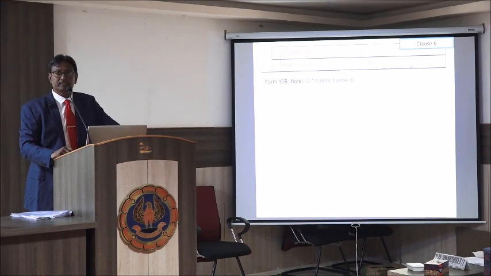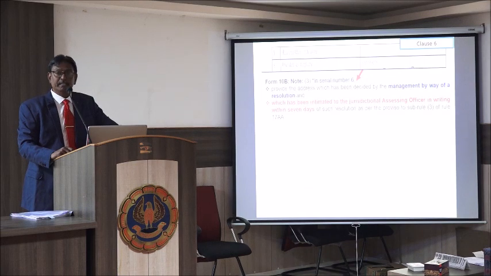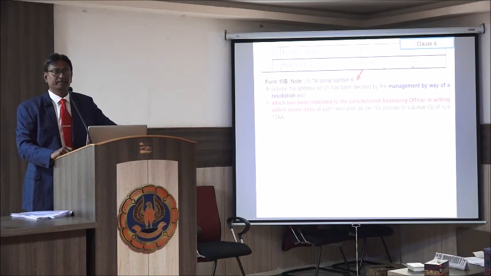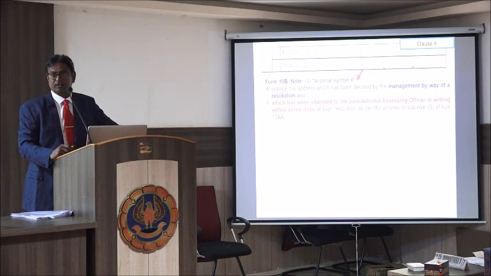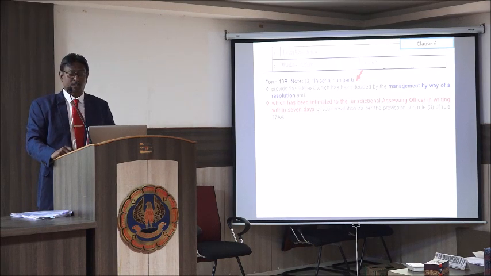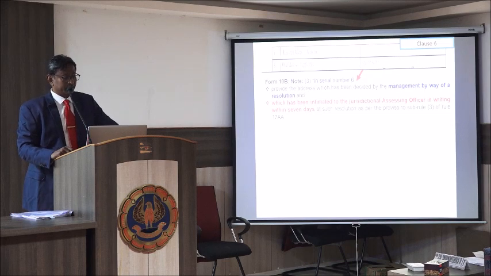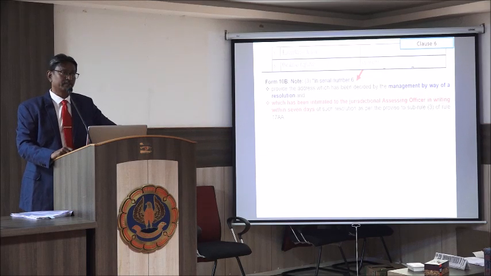Now, other places, what is the department expecting from us? In 10B, there is a separate note they are giving in serial number 6. They say, provide the address which has been decided by the management by way of a resolution. So, if you want to maintain other addresses for the functionality of the non-profit organization, the address has been decided by the management by way of a resolution, which has been intimated to the jurisdictional assessing officer in writing within 7 days.